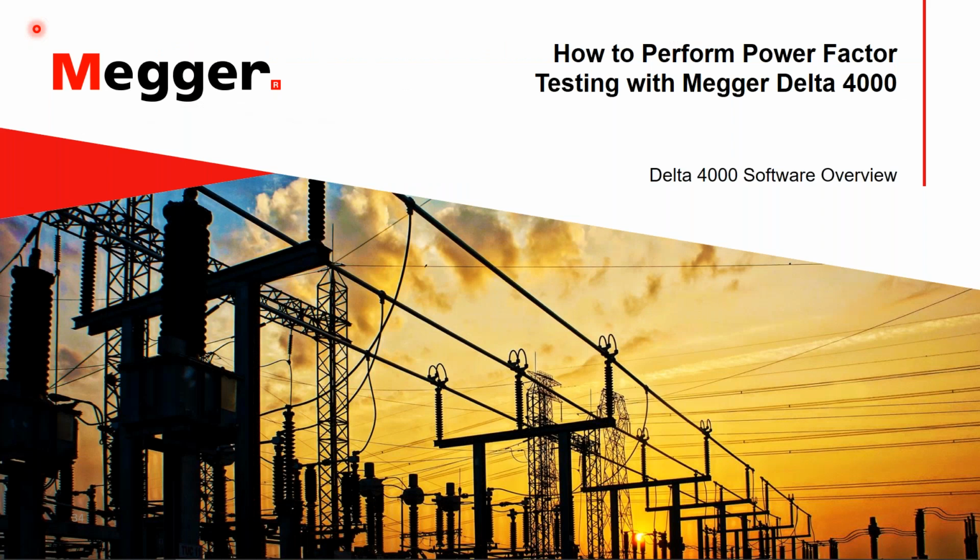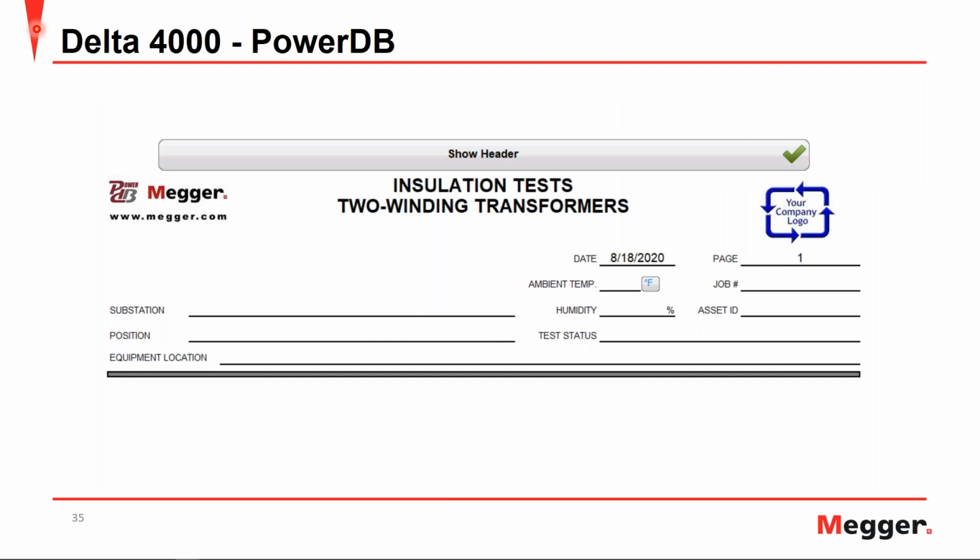All right, now that we've taken a look at the Delta 4000 hardware overview, I'd like to go ahead and take a look at the software overview. So the Delta 4000 utilizes the PowerDB software, in which at the top you would see the Megger logo, and you have the ability to insert a logo of your choice here. And then you have your header information, which consists of your substation, the position, equipment location, the date, ambient temperature, and this would be ambient temperature of outside, as well as humidity and test status and so on.